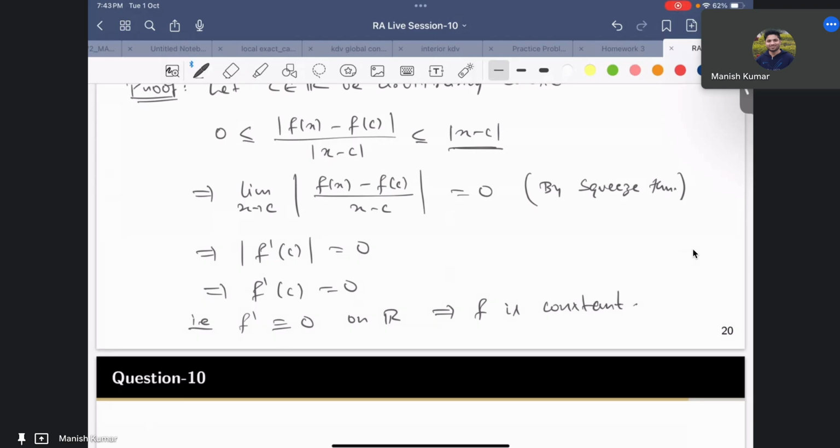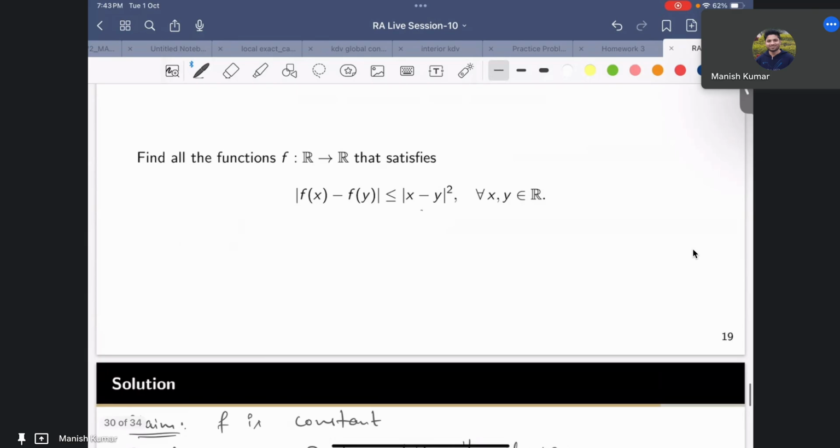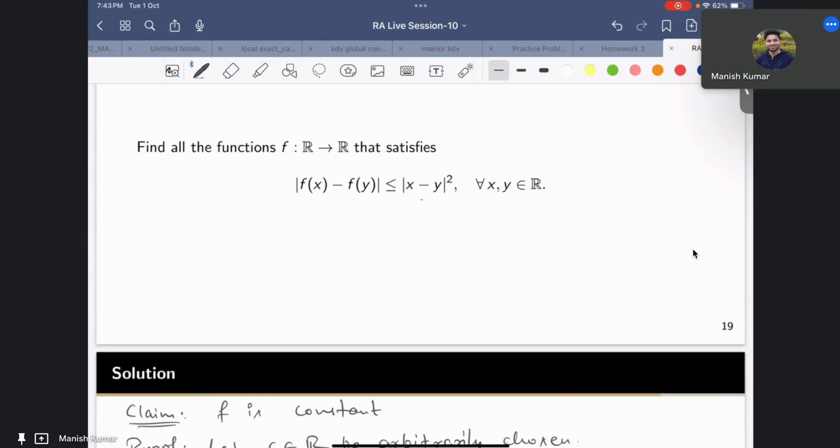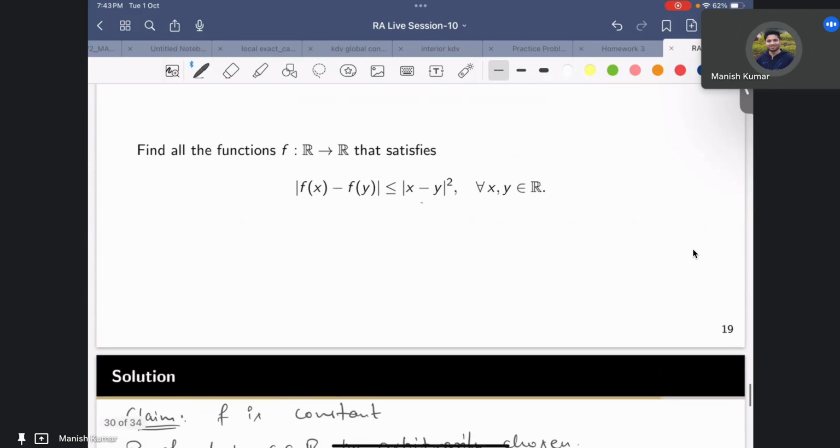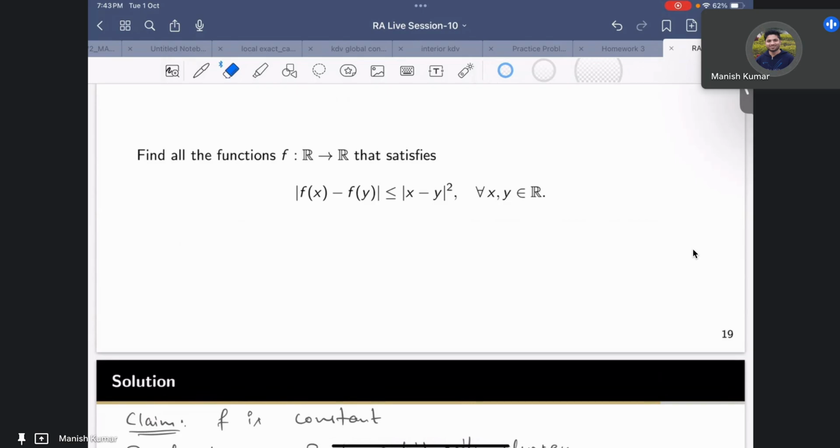Okay, so the function which satisfies this kind of identity or inequality has to be a constant function. Yeah.